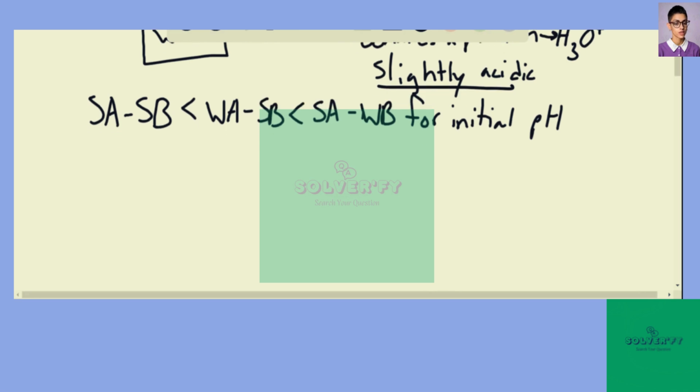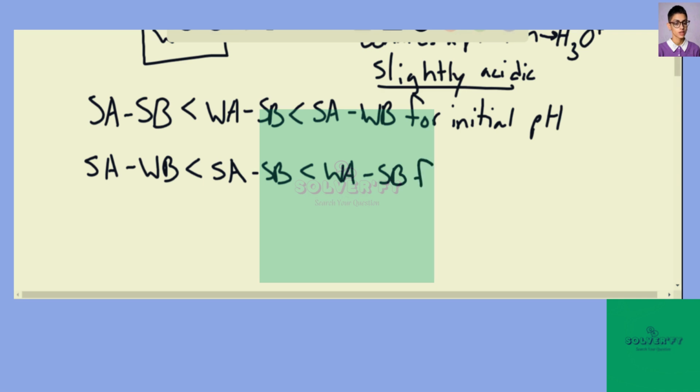So that means the order for this one is strong acid to weak base is less than strong acid to strong base, which is less than the weak acid to strong base for the equivalence point.